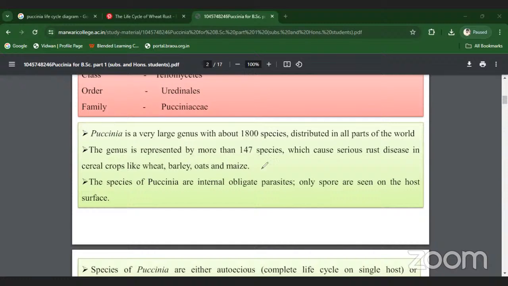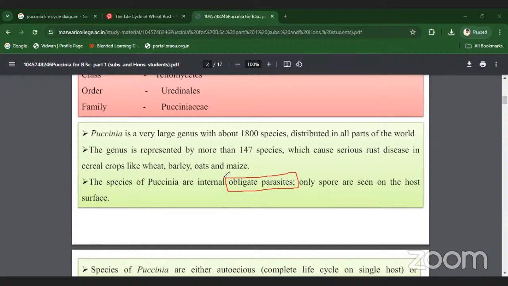and more than 147 species in India. The species of Puccinia are obligate parasites. What is an obligate parasite? I already told you in fungal nutrition. Obligate parasite means they always grow as parasites. There are two types of nutrition, obligate and facultative. Facultative means dual. Obligate means only one type of nutrition. Obligate parasite means they are only parasites. If there is no host, they cannot survive. Puccinia cannot survive without the host.